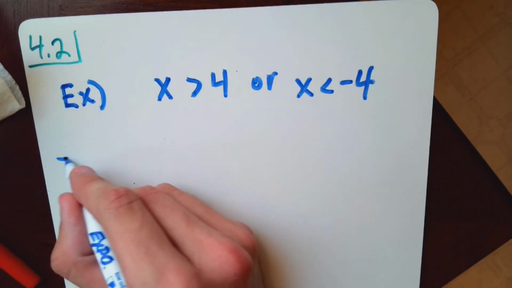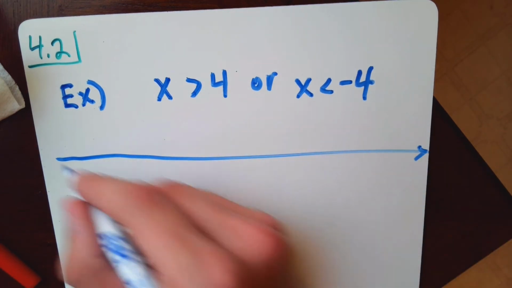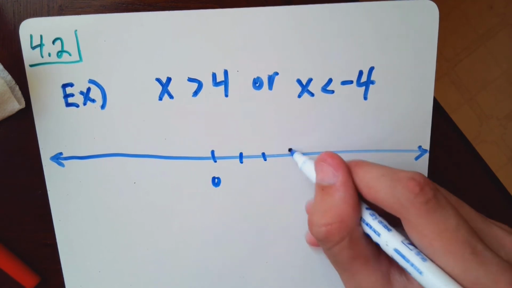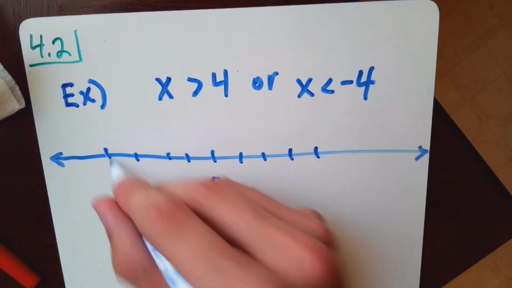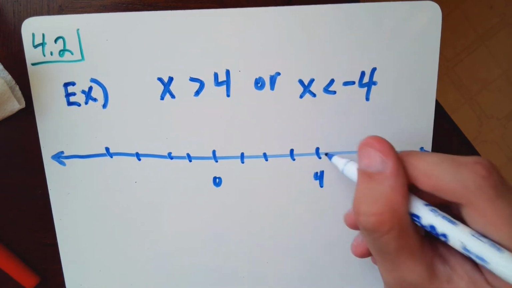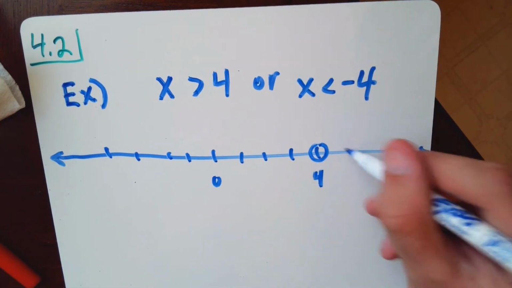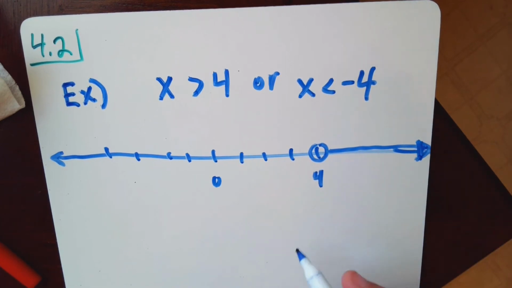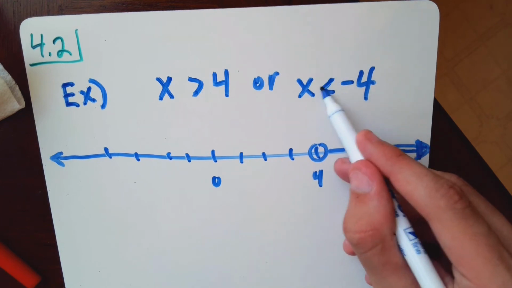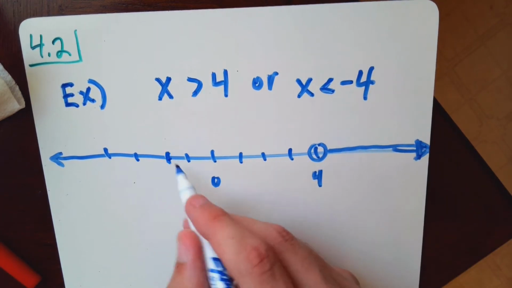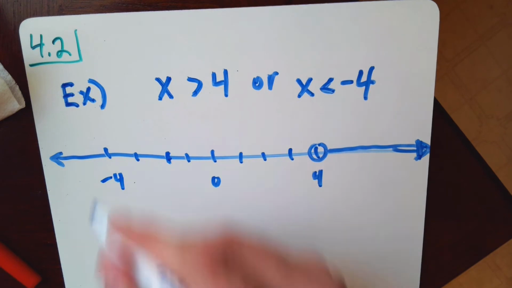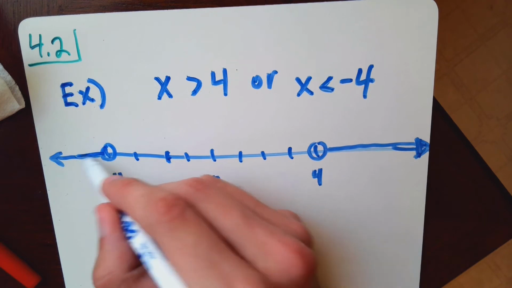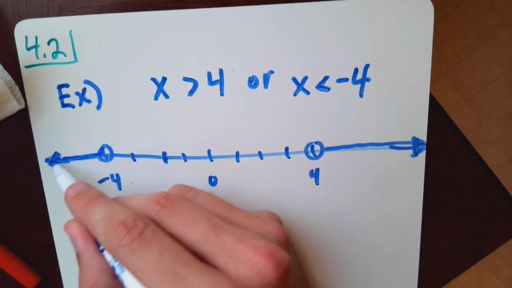Well, we draw out our number line. We have the set x is greater than 4. 1, 2, 3, 4. So we draw an open circle on 4, and then we draw an arrow to the right. So that's the set x is greater than 4. And then we have to plot the set x is less than negative 4. So I go out here to negative 4, draw an open circle, and then since we're less than negative 4, we go to the left.